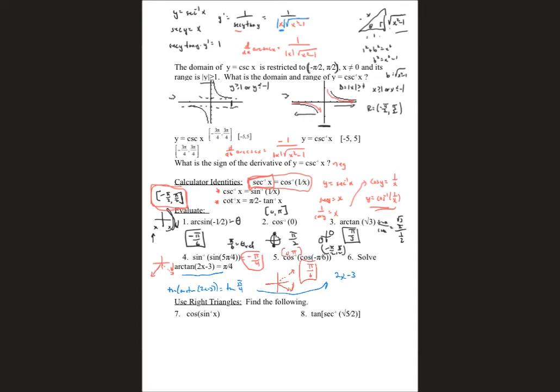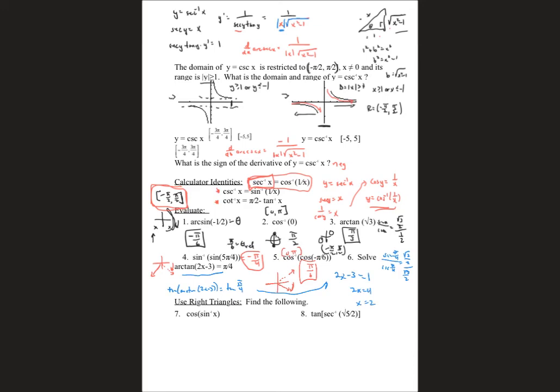And if you remember, the tangent of pi/4 is sine pi/4 over cosine pi/4, but sine and cosine at pi/4 are both square root of 2/2, and anything divided by itself is 1. And then solving this equation is pretty routine.